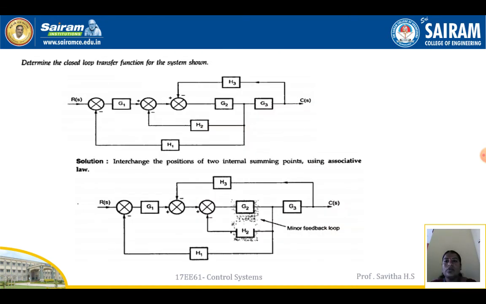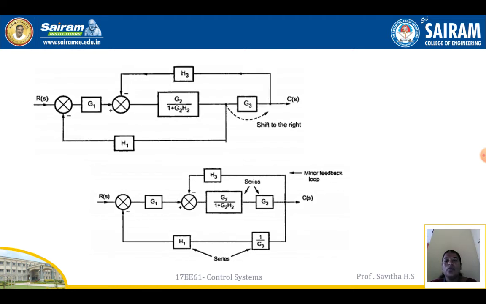Determine the closed loop transfer function of the system. Interchange the position of the two internal summing points using the associative law. So if we interchange the summing points, then the next step is that G2 and H2 are feedback. So we are reducing it as G2 divided by 1 plus G2 H2. Again we are shifting the branch point to the right. So G2 by 1 plus G2 H2 into G3 and 1 by G3. Now both are in series, and below also H1 and 1 by G3 are in series.